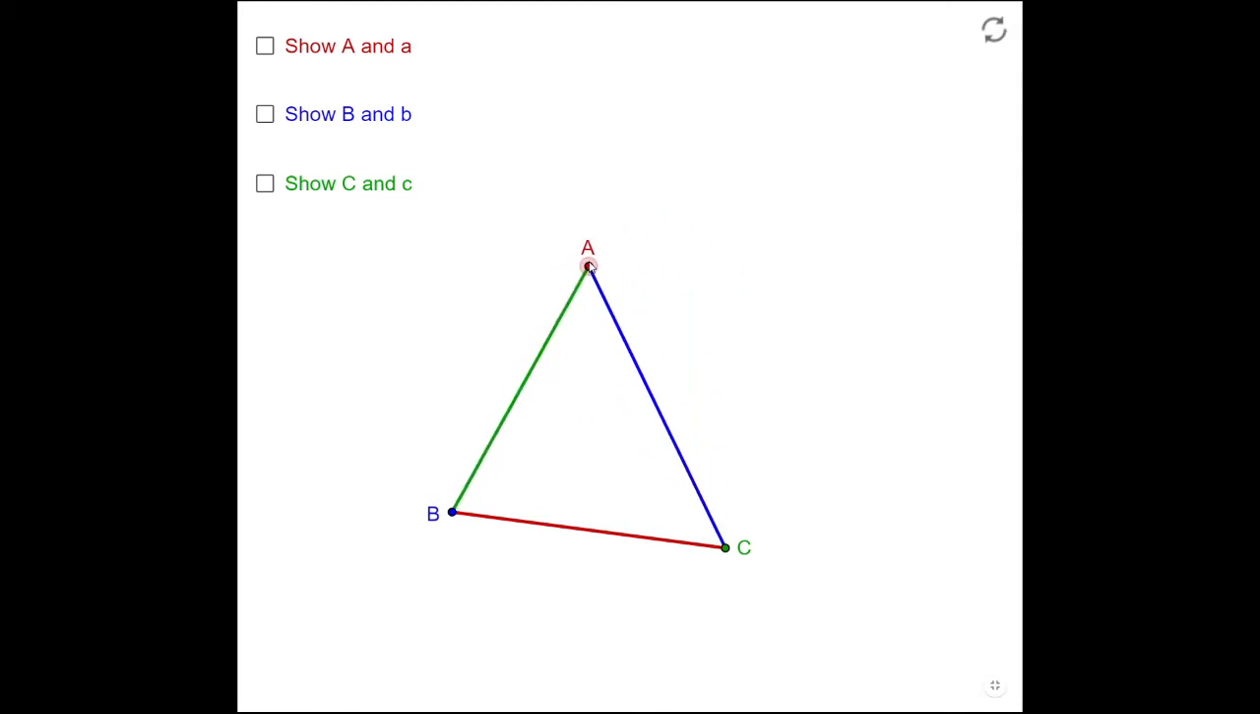This is not a right triangle. There are no right angles in this triangle.